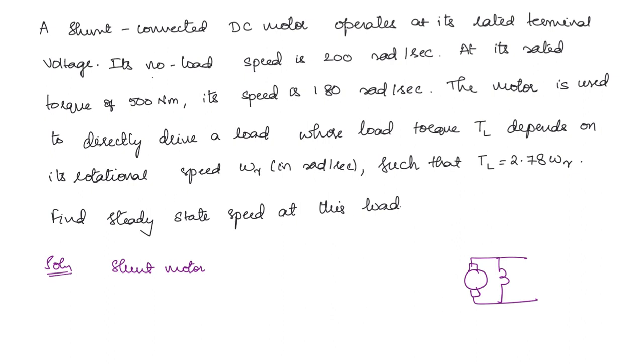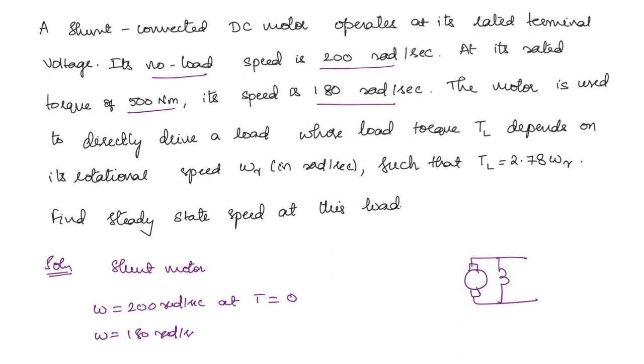Here it is given its no load speed is 200 radian per second. No load means there will be no torque. So omega is equal to 200 radian per second at T is equal to 0. And the second condition that is given is rated torque of 500 Newton meter. At that torque speed is 180. So omega is equal to 180 radian per second at T is equal to 500 Newton meter.